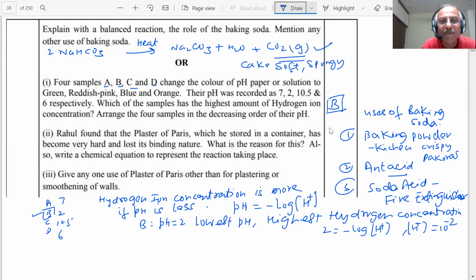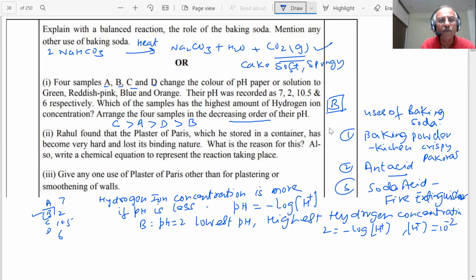Arrange the four samples in decreasing order of their pH. Decreasing means first the highest value, which is the highest pH, student. Here 10.5 is my C sample. After C comes A, which is 7, and then D. D is 6, and the last is B. This is the four samples arranged in decreasing order of pH.